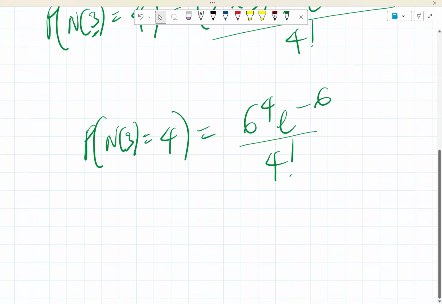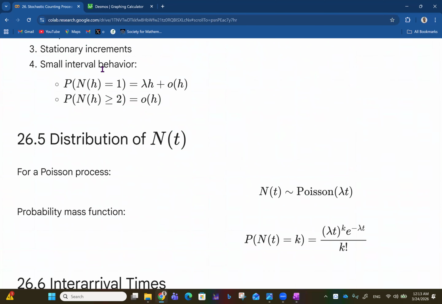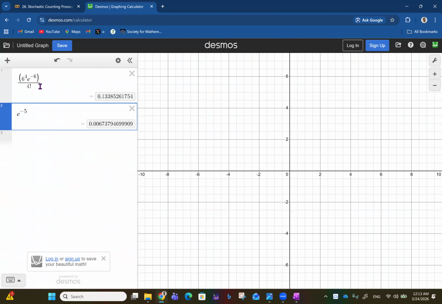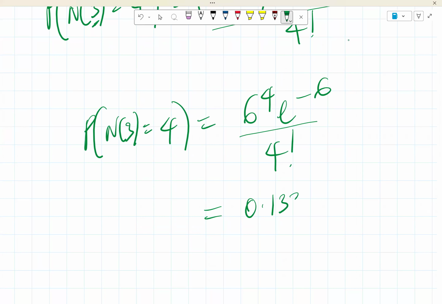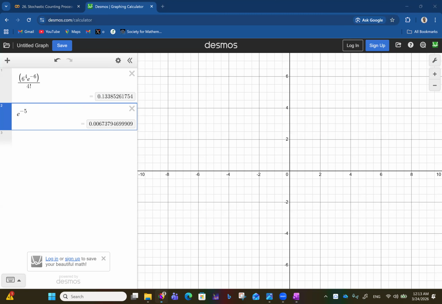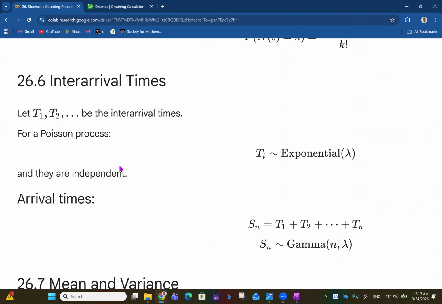We can get this value from what we did before. That's 0.1339. It's the same problem. 0.1339 is what the result is approximated to. So that's done. Now, other questions.